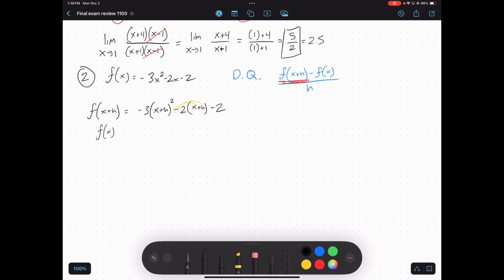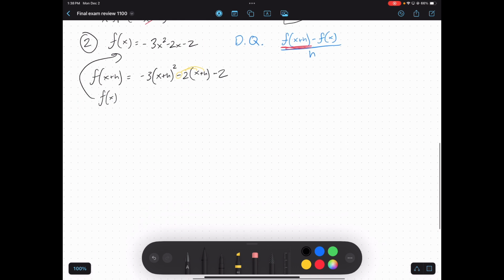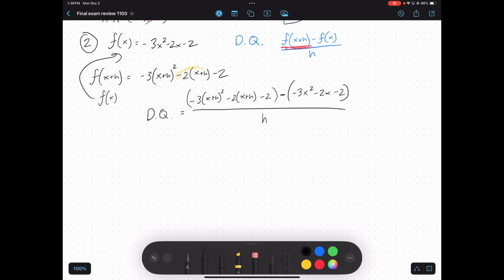What's f of x? It's just your starting equation. So from here, I'm ready to go ahead and plug all this in. My difference quotient here equals -3 times (x plus h) squared minus 2 times (x plus h) minus 2, so that whole piece, minus my f of x, which is just my original function, all over h. Everybody okay with that? This is your f of x plus h, and this is your f of x. And then there's your minus.